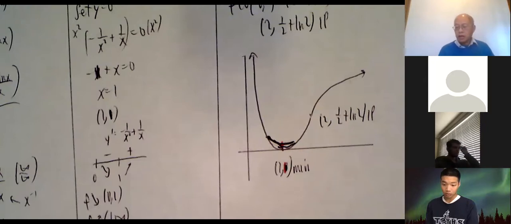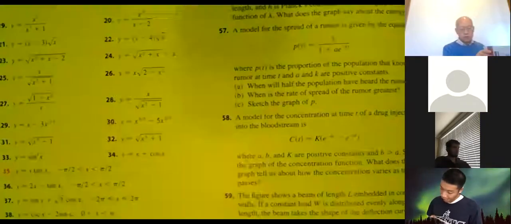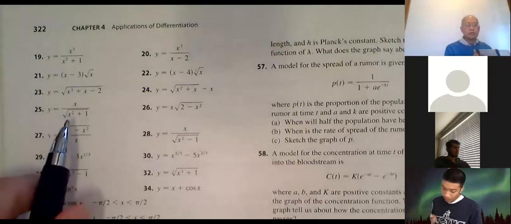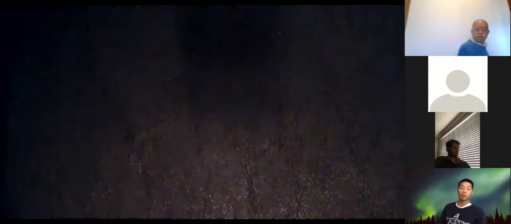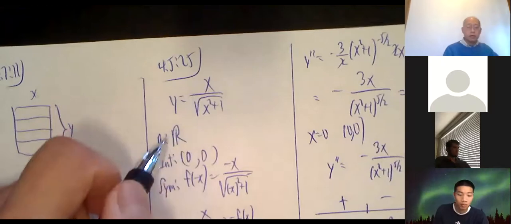Okay, and I'll go ahead and do a couple others that I had already done due to office hours. 4.525. y equals x over radical x squared plus 1. Okay, so let me show you that one. See, what time is it? I'm not sure I'll have time to let you ask questions, but we still got next week. Okay, y equals x over radical x squared plus 1.